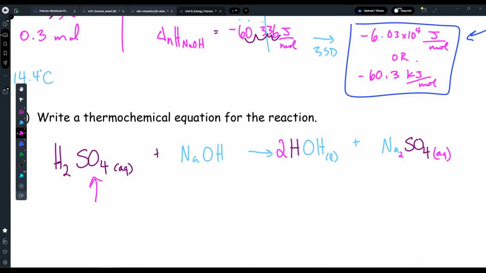Okay, 1 sulfate going in, 1 sulfate coming out, that's balanced. 1 sodium going in, 2 coming out, so I need a 2 there. Now that 2 doesn't just affect sodium, it also affects the hydroxide, so I have 2 hydroxides going in and also 2 hydroxides going out, so everything's balanced now.